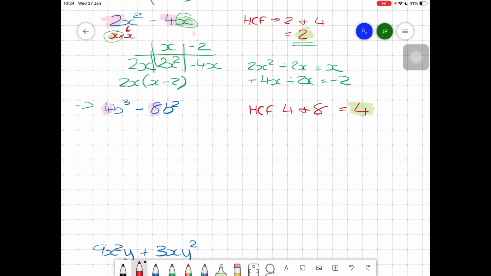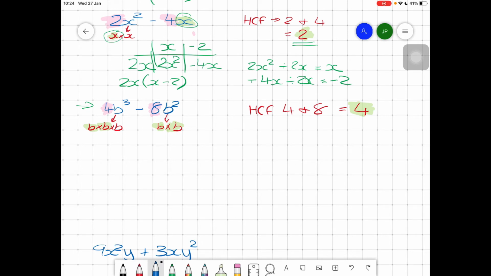But I also have a b cubed, which is made up of b times b times b, and a b squared that's made up of b times b. Therefore, I can take out 1b. I can also take out a second lot of b's. I need to take out as many letters as I can.